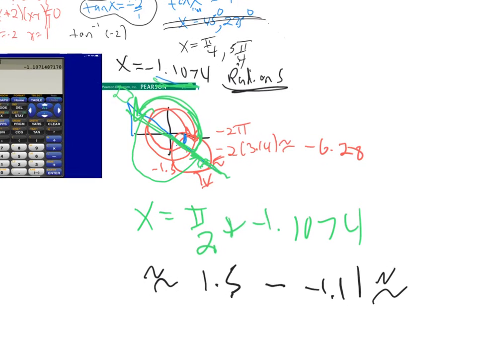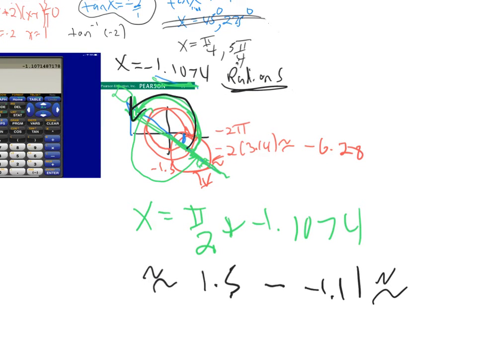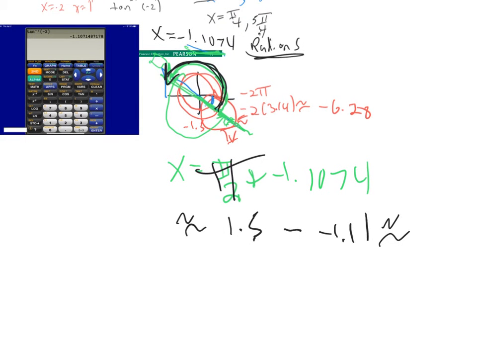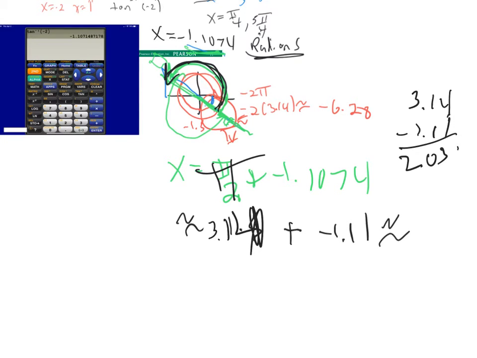Why am I adding pi over 2? That's a pi, I'm sorry. Adding pi. It's 180 degrees. I know that's pi. Silly me. So I'm adding 3.14. Come on, right. 3.14. Okay. Now I'm adding it to the negative 1.11. So I'll do that scratch work here. 3.14 subtract a negative 1.11, 2.03. So that's one of the answers.